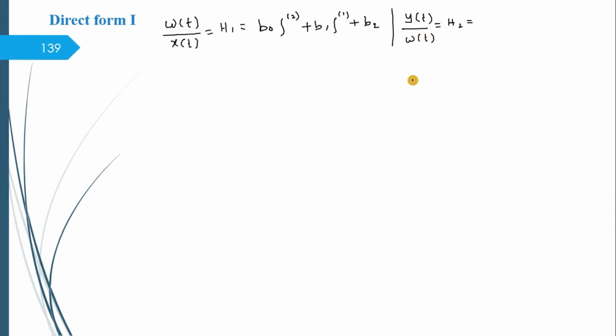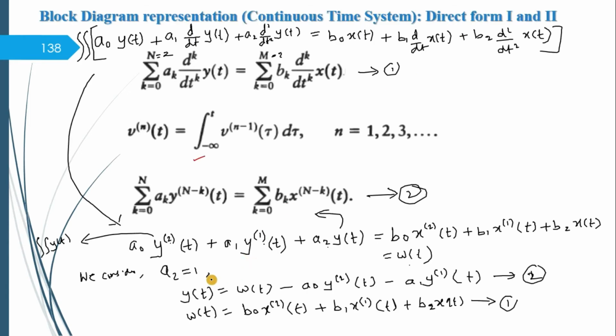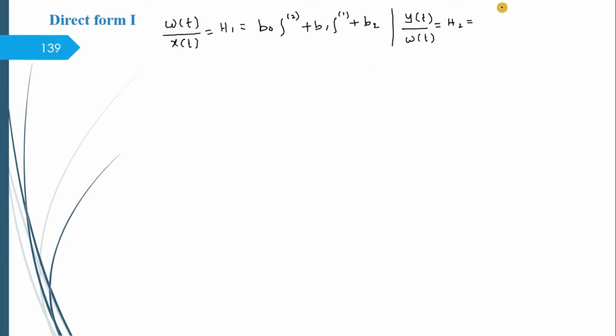We call it as h2. The same manner how we were doing in discrete time systems. So equation 2 you refer y of t divided by w of t. I underline this equation. So y of t I'll take common, w of t I take it to the denominator. What do you get? Equal to 1 divided by a naught 2 time integration plus a1 1 time integration plus a2.